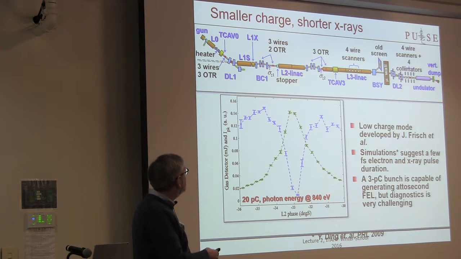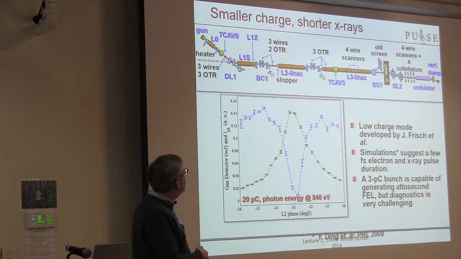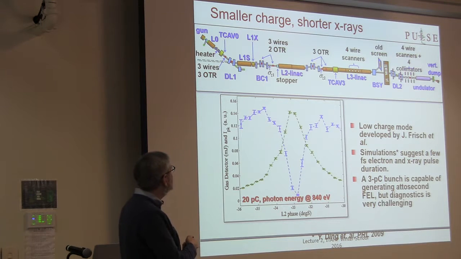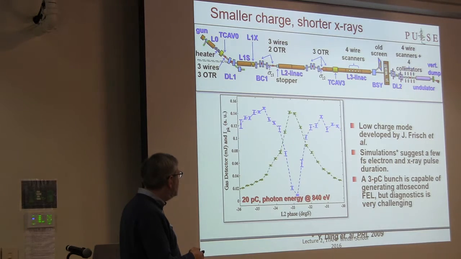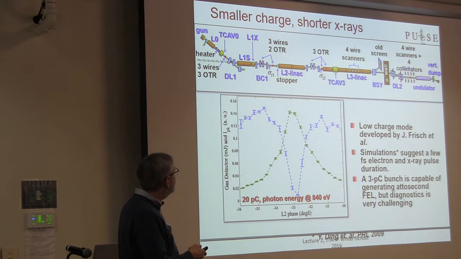Now just a few tricks. Early on, possibly Linda's run, but maybe the next one after that, they discovered that if they go to smaller charge, it was predicted first, and then it turned out to be true. If they go to smaller charge, you can make fewer spikes and make a shorter pulse. That works really well. So typically, when we're trying to do ultrafast stuff, we'll work with not a nanocoulomb, but only 20 picocoulombs. In soft X-rays, a low charge mode, and then we can get on the order of a few femtosecond pulses pretty reliably.